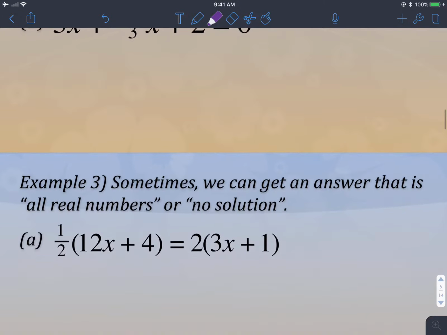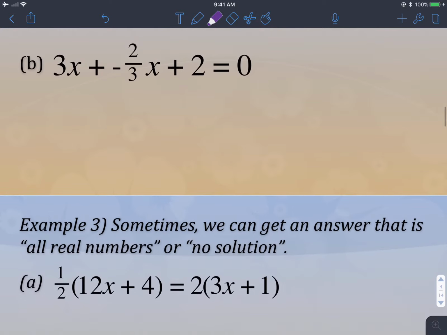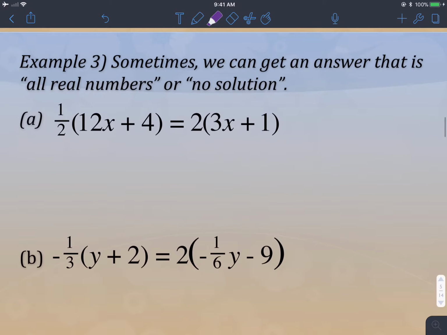Let's see here. Let's do one more. Let's do this one right here. Fractions are your friends.